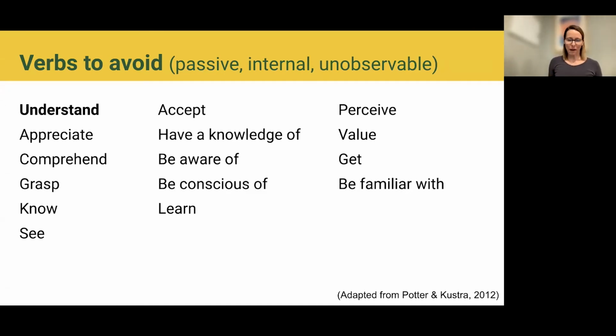Here are verbs to avoid because they're not easily measured. They're passive, internal to the student, and generally unobservable. How about this first one? Understand. If students are going to demonstrate their understanding, how are they going to do this? If you find yourself using the verb understand, is there a better verb that you can use that's more active and external and observable? Things like explain, discuss, describe, etc.